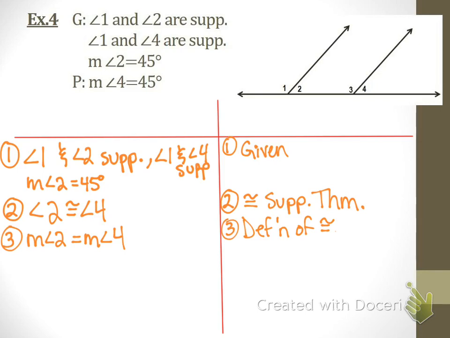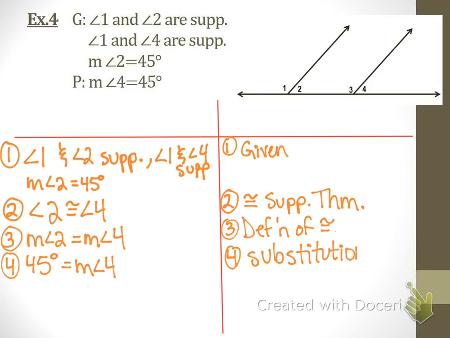Okay, now using that last given, what could I do? Instead of putting measure angle 2 here, what could I write? 45 degrees. I could put 45 degrees equals the measure of angle 4. What did I do there? Substitution. Very good. Substitution. We replaced measure angle 2 with 45 degrees. Am I done? No.